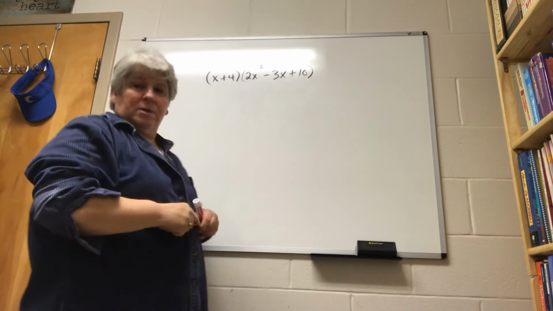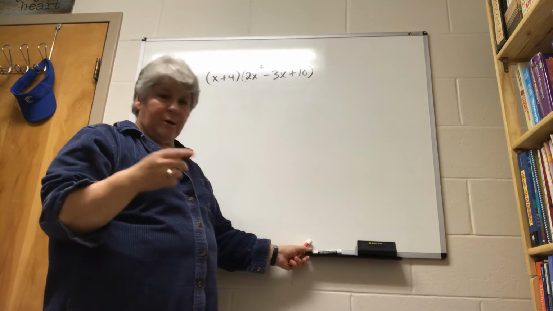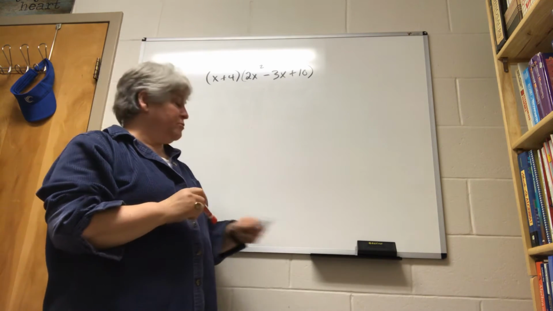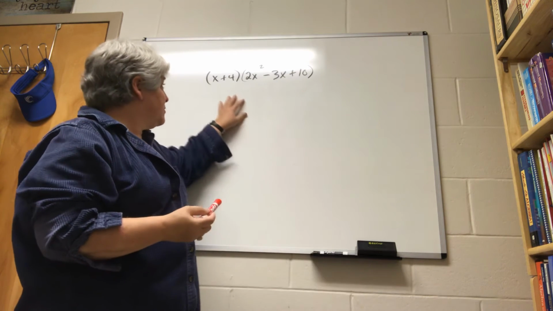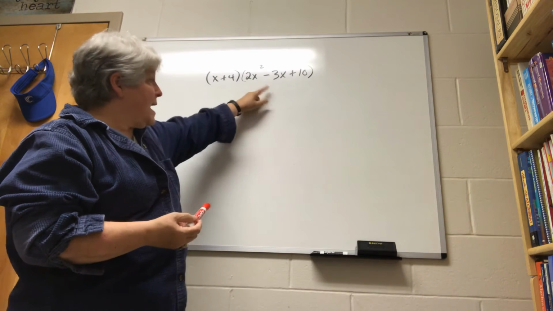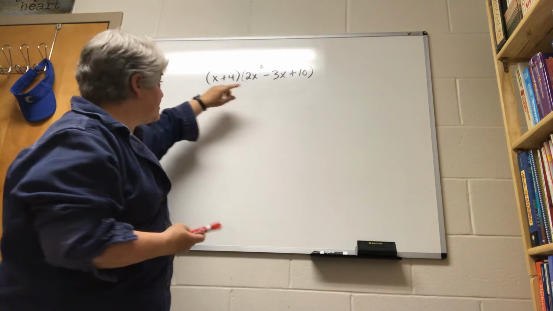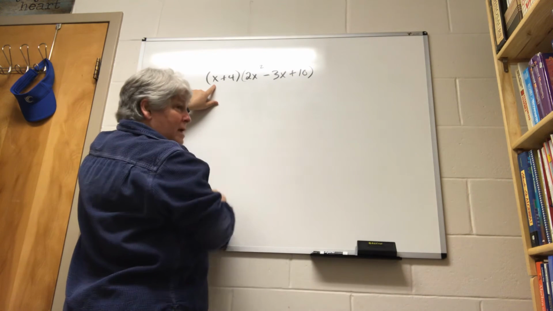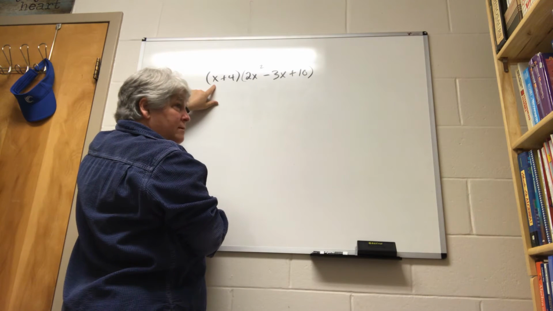The rule for multiplying, even if you've heard that FOIL sometimes can be a helpful memory device, FOIL only works for 2 terms times 2 terms. So the general way to multiply any number of terms by any number of terms is this. Every term in the first quantity gets its turn multiplying every term in the second quantity.